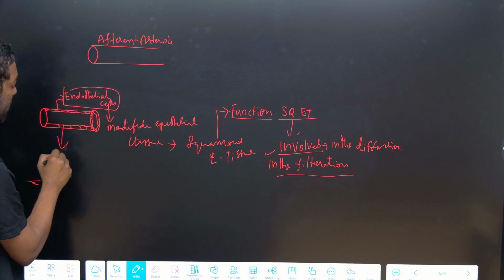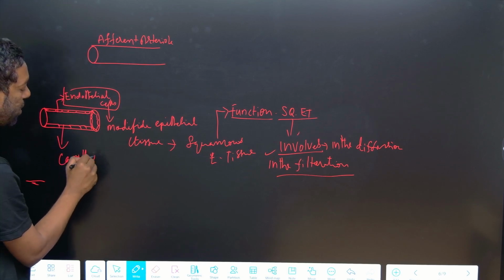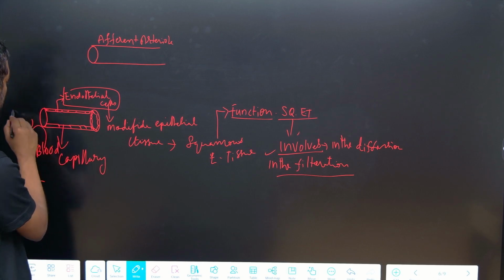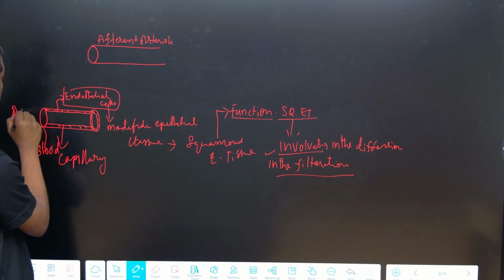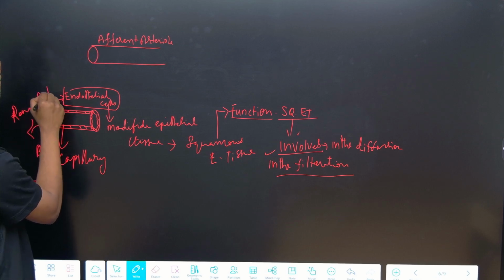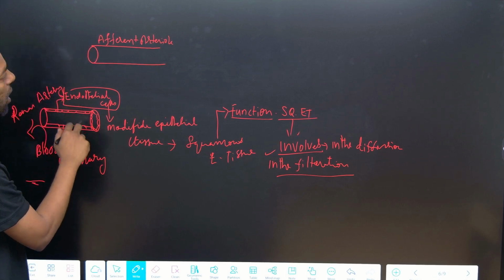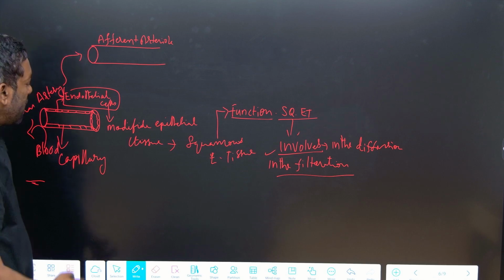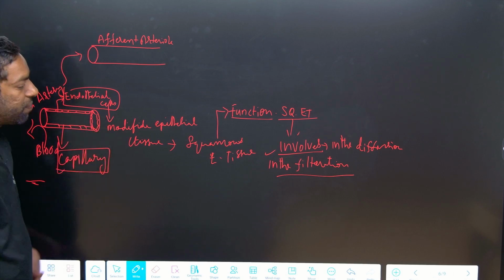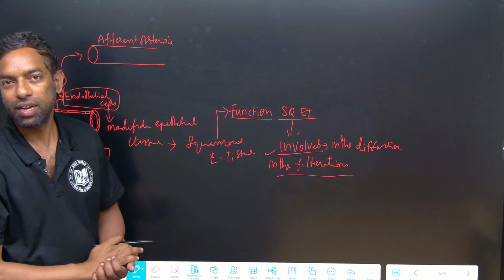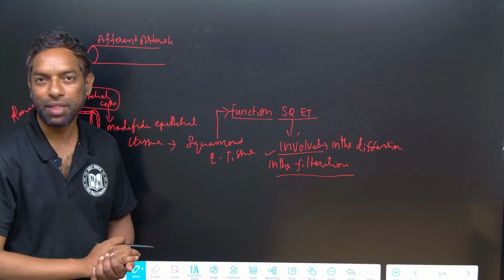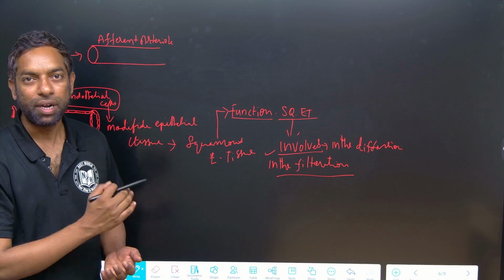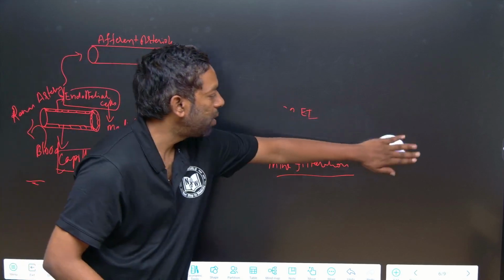This is the capillary, with blood coming from the renal artery. The renal artery is further divided into arterioles. This capillary is involved in the filtration mechanism, because there are modified squamous epithelial cells in the wall of the capillary network, the endothelial cells.